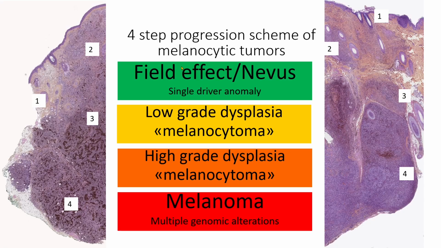So the WHO has really made clear that there is the possibility of progression from a nevus to melanoma, with intermediate stages called low-grade dysplasia melanocytoma and high-grade dysplasia melanocytoma. And there are some examples where we have on the same slide all the different phases, from the nevus, the intermediate steps, to the melanoma, visible, to really prove that this is not only a theoretical concept.